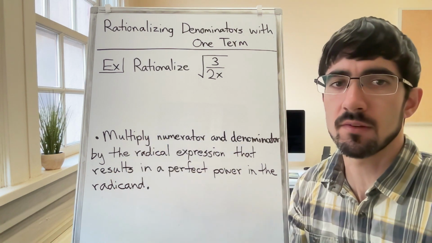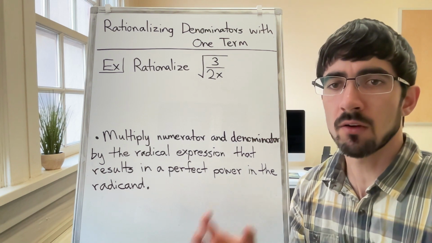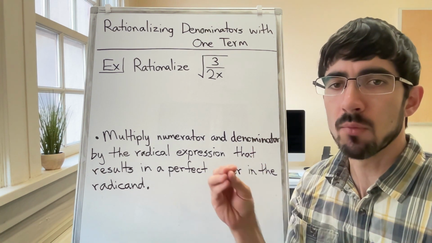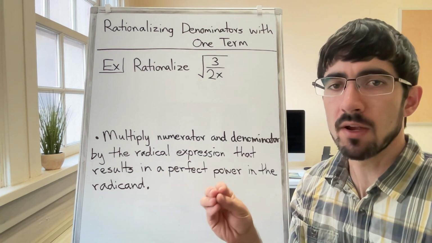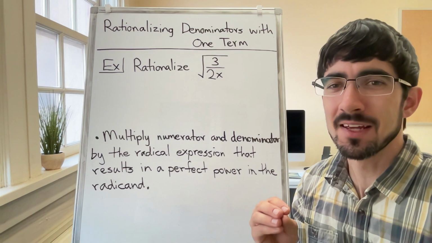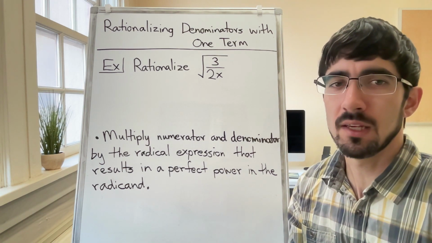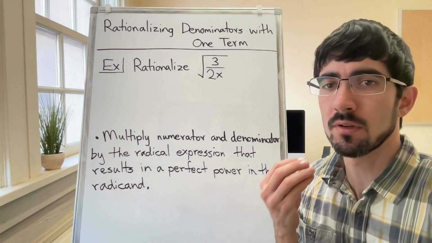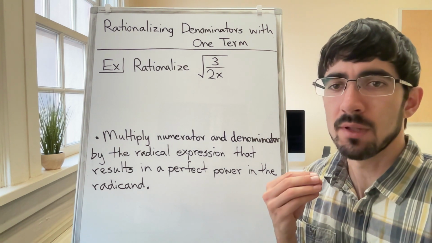That will be the focus of the next video. But in both of these cases, we take our fraction, our radical expression, and we rename it by multiplying the numerator and denominator of that expression by a very specific amount that will allow us to eliminate the radical symbol in the denominator.